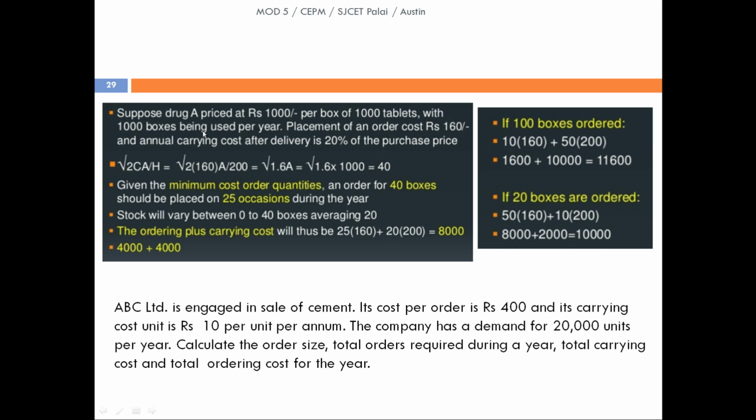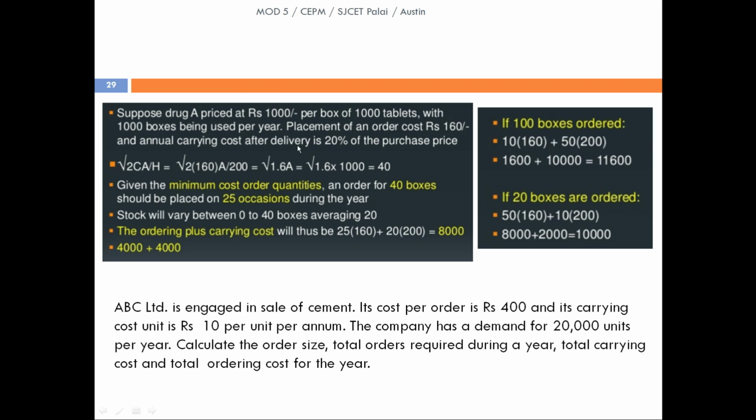So dividing 1000 boxes by 40, we understand that we have to provide 25 orders in a year, which means 25 orders with 40 boxes in each order makes the total demand equal to 1000 boxes. So we always understood the order size. The order size is 40 and the number of orders is 25 in a year.